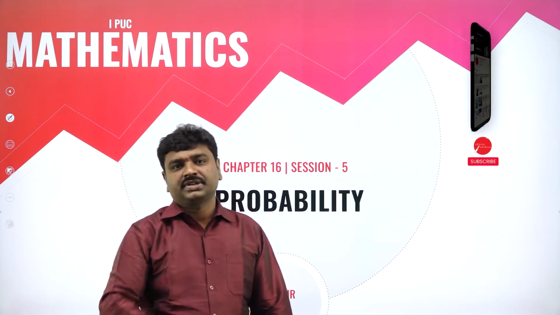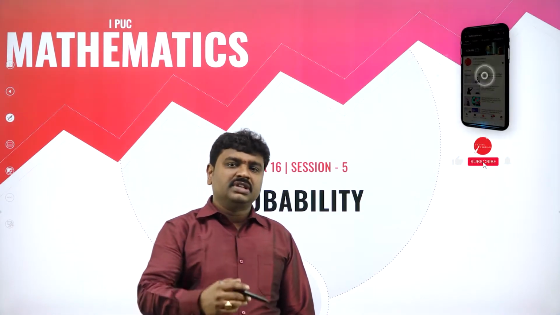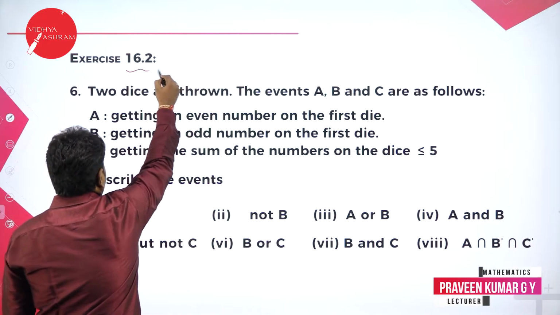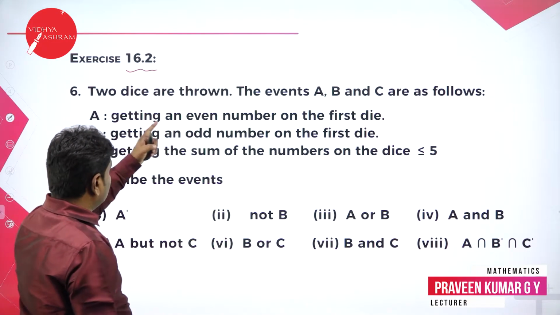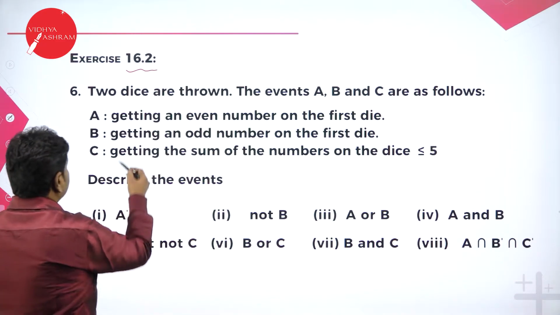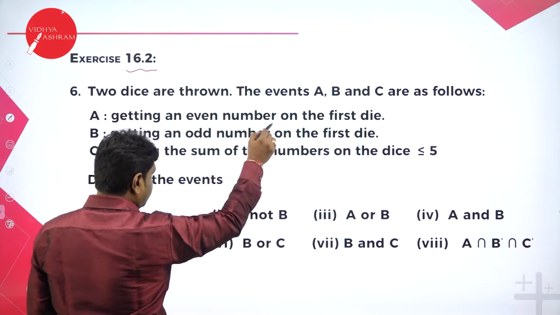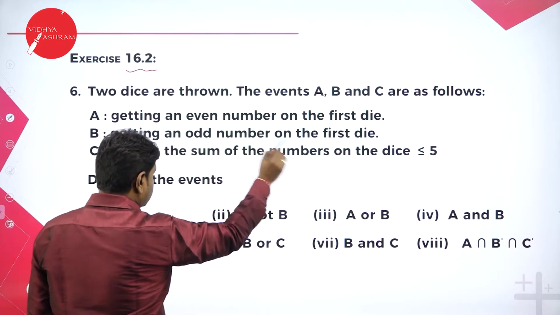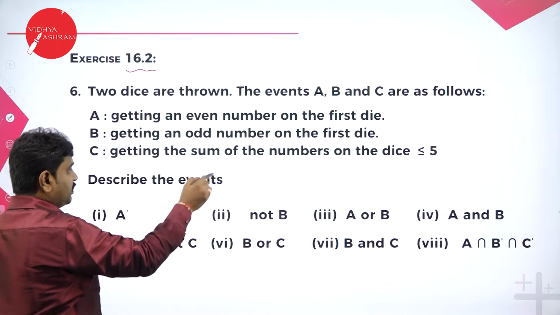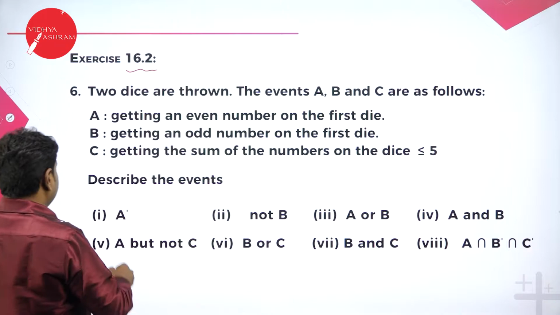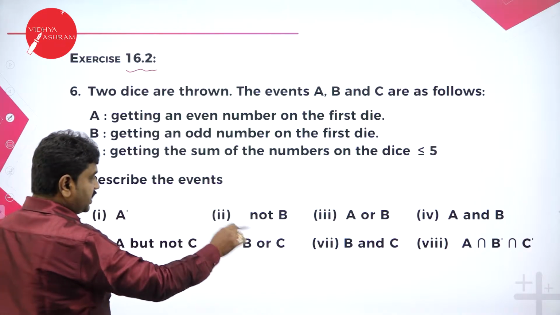Welcome to the session, dear students. We'll go ahead with the problems of exercise 16.2, that is probability. Two dice are thrown. The events A, B, C are as follows. A: getting an even number on the first die. B: getting an odd number on the first die. C: sum of numbers less than or equal to 5. And they want you to describe the events.